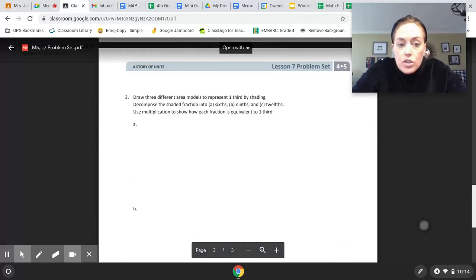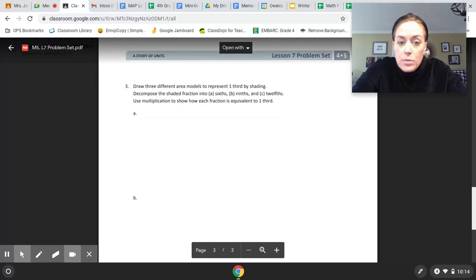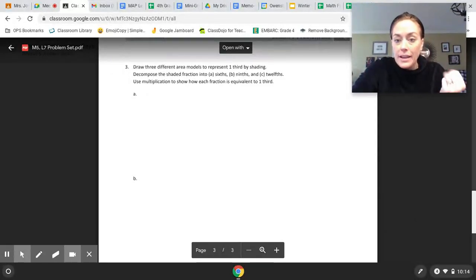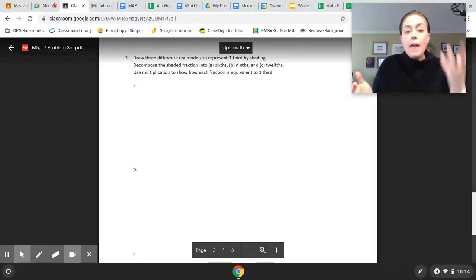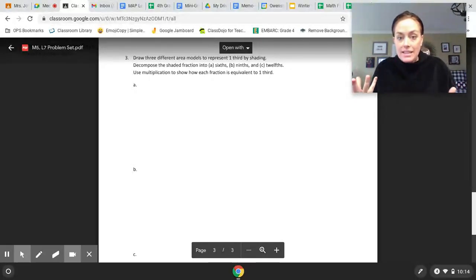Number 3 wants you to draw 3 different area models to represent 1/3 by shading and decompose them into 6ths, 9ths, and 12ths. So for A, you're going to take 1/3 and make it 6ths. For B, you're going to take 1/3 and make it 9ths. And for C, you're going to take 1/3 and make it 12ths. And then it wants you to use a multiplication sentence to show how they are equivalent. So how is 1/3 equivalent to 6ths? For B, how is 1/3 equivalent to 9ths? For C, how is 1/3 equivalent to 12ths?